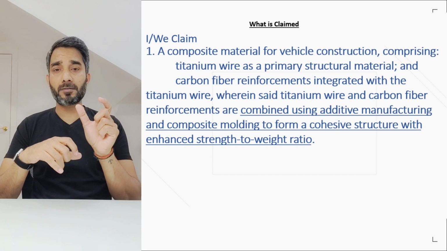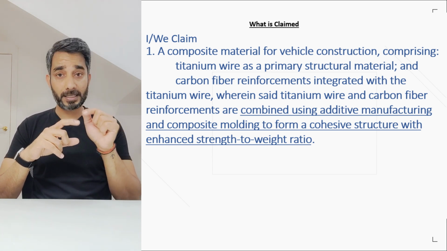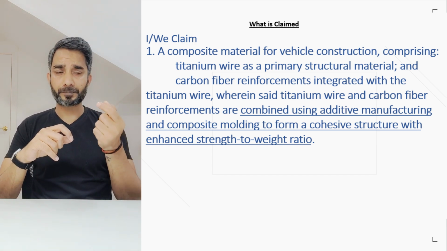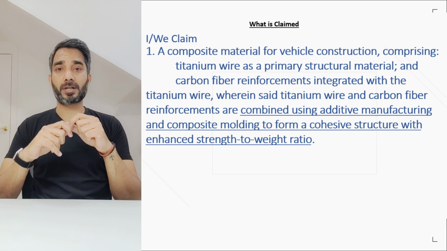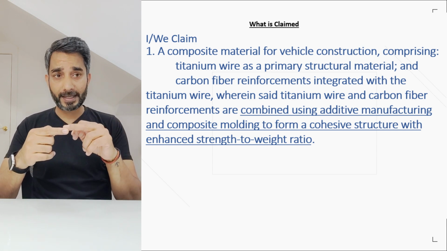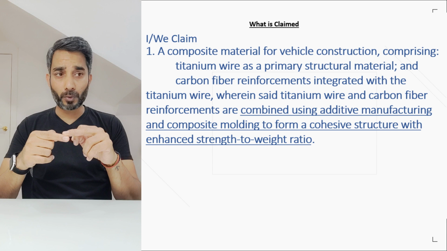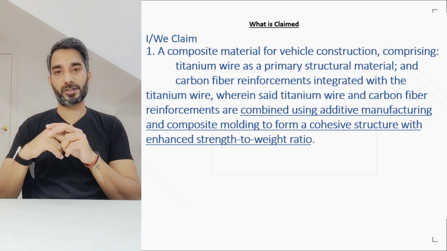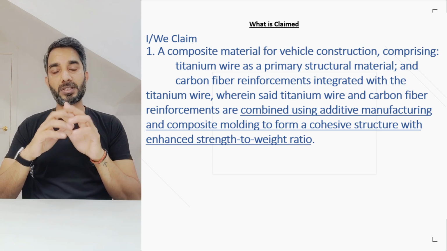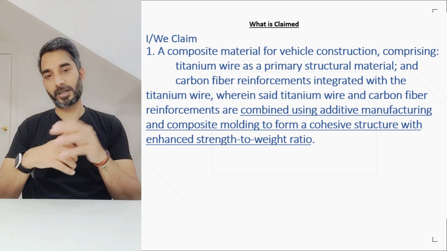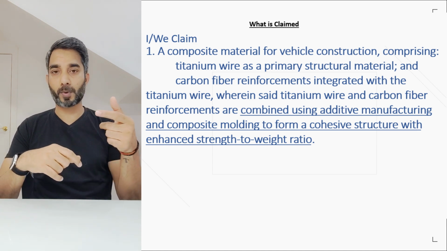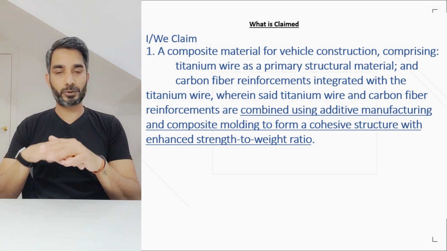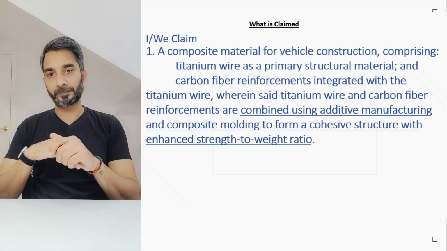Second is carbon fiber reinforcement, which is integrated with the titanium wire. And how have they integrated it? This is where the innovation comes: combined using additive manufacturing and composite molding to form a cohesive structure with enhanced strength to weight ratio. So this is how our composite material claim would look like. We have provided both the elements, we have provided how they are integrated, and we have also provided how it is technically advanced. So our claim is also justified that way.